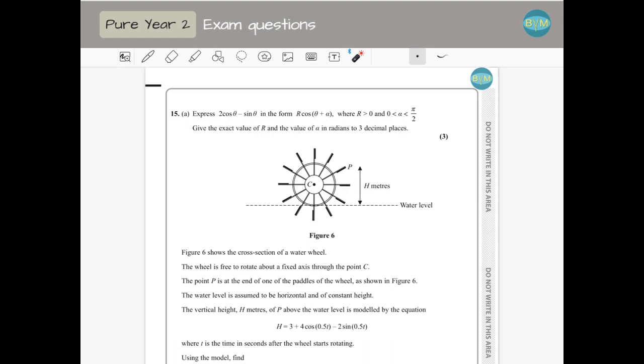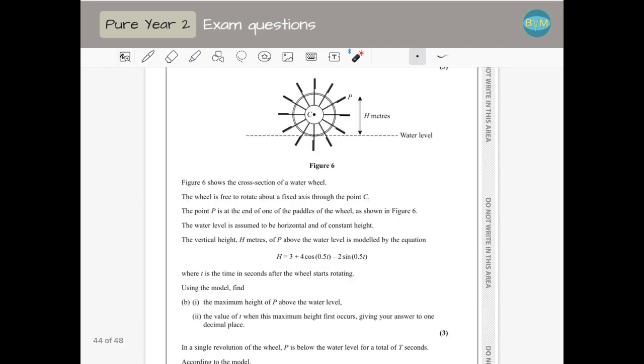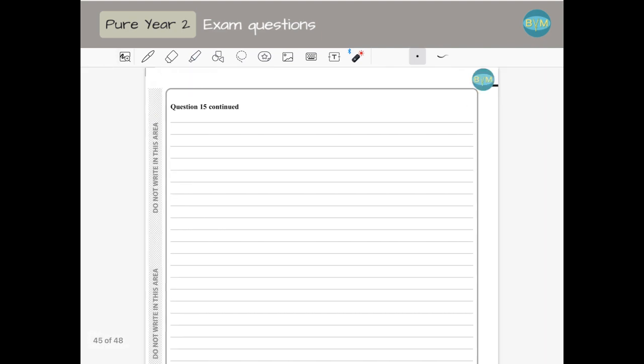Hello, this is question 15 on your November 2021 paper 2 from Edexcel. So you have to express this in this form, where r is positive and alpha is between 0 and pi halves. Give the exact value of r and the value of alpha in radians to 3 decimal places. Remember that this has a particular way of doing it, so you have to learn that.